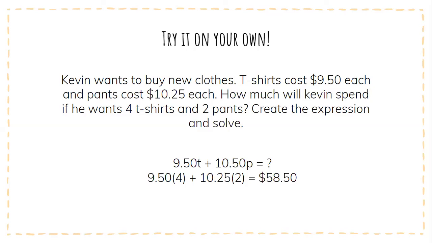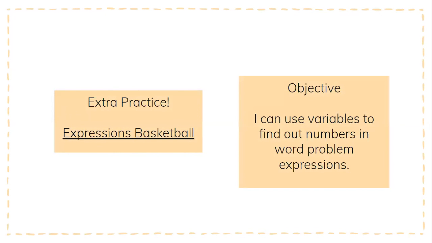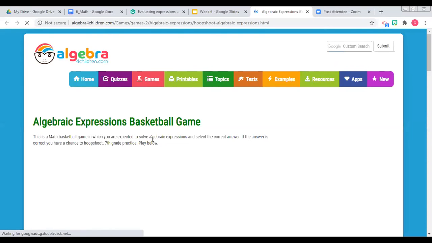So that's how we do the expression. That's how you set up your own expression. Again, you could use different variables. You could use X to represent the t-shirts and Y to represent the pants. If I'm creating my own expression, I like to go with the letter that's closest to what I'm representing. So for t-shirts, I used T, and for pants, I used P, but generally X and Y are most common.